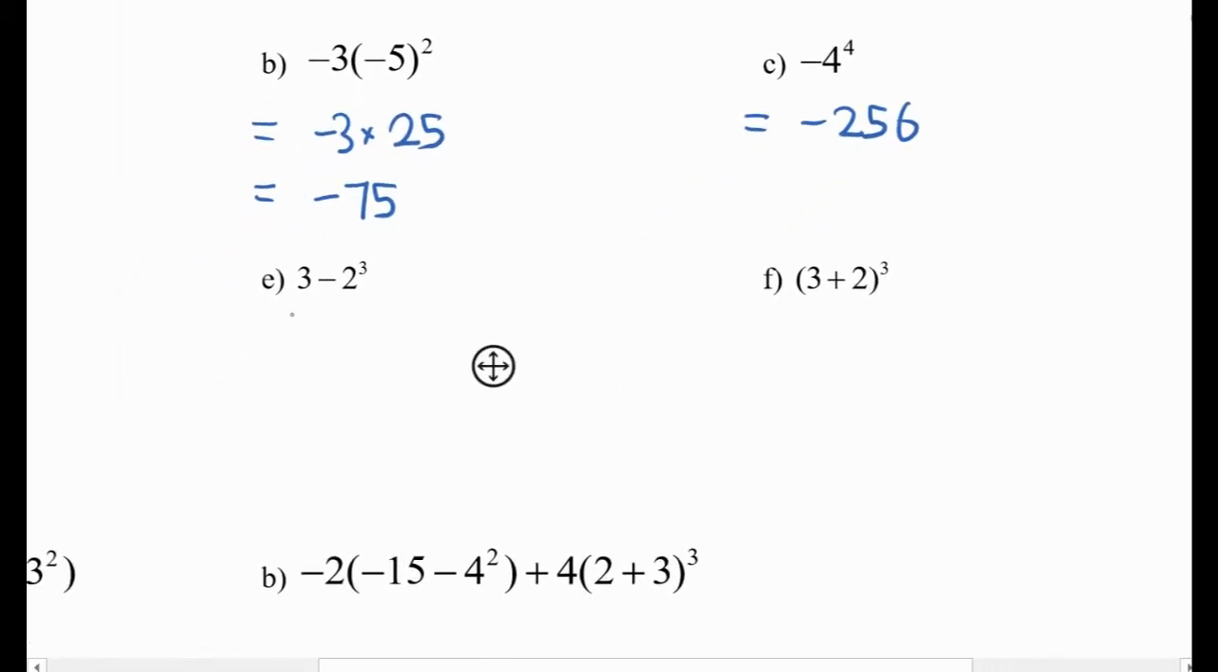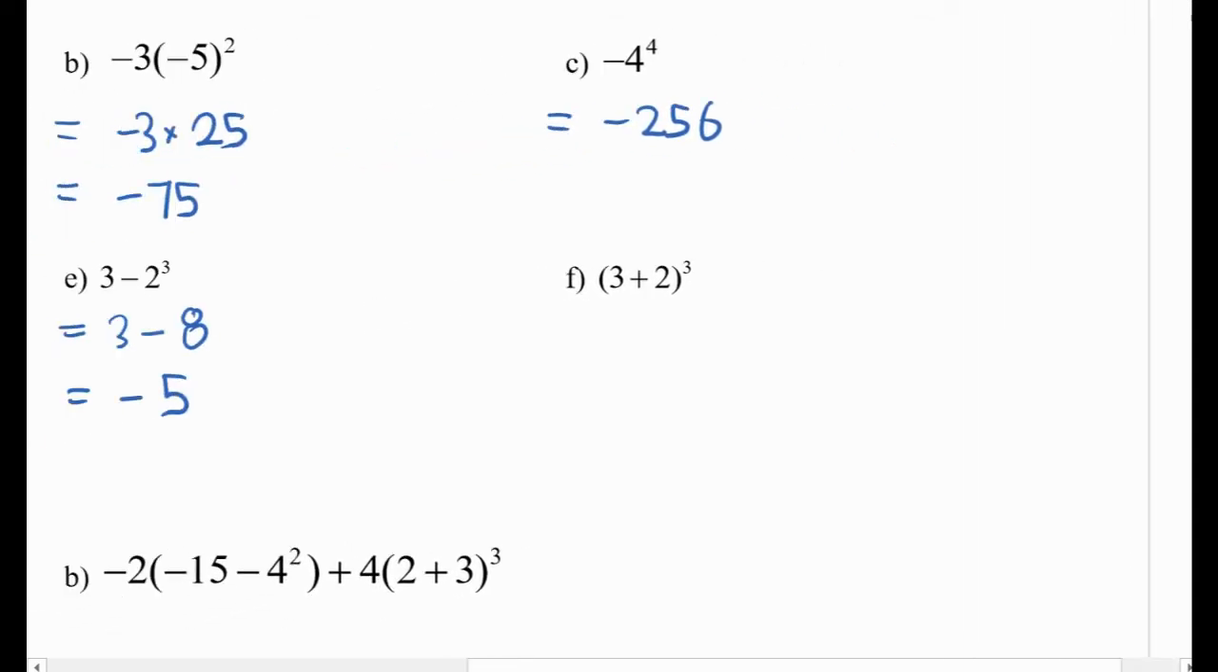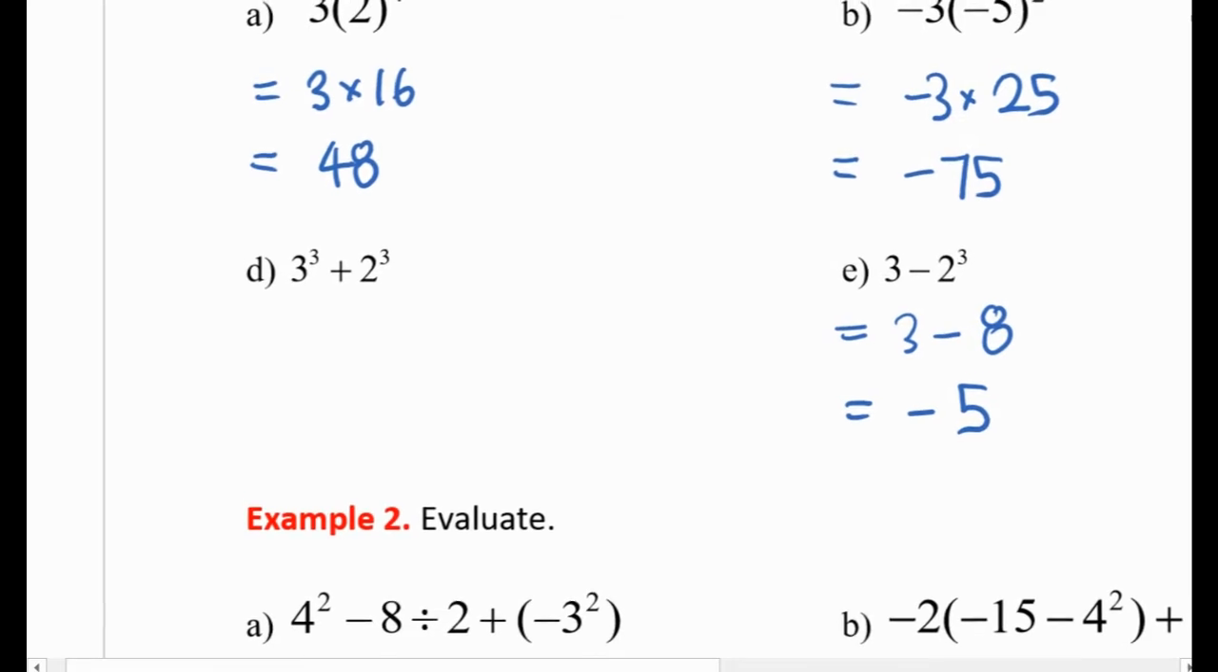Next, 3 minus 2 cubed. Okay, we do the exponent first. 2 cubed is 2 times 2 times 2, which is 8. Then 3 minus 8 is negative 5. Next question. Oh, I forgot to do the first part. 3 cubed is 3 times 3 times 3, which is 27. So you do the exponent and do the next exponent, which is 2 cubed. That is 8. Add them up, 35.